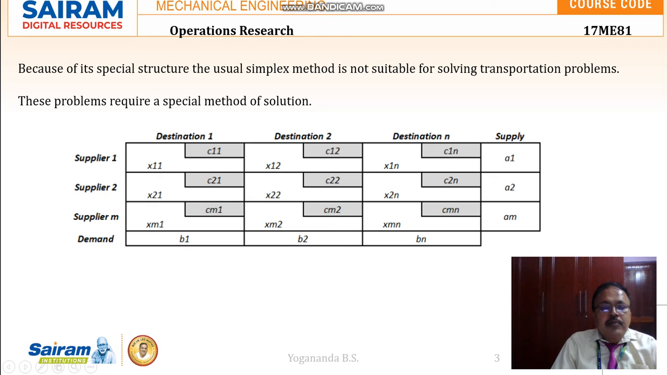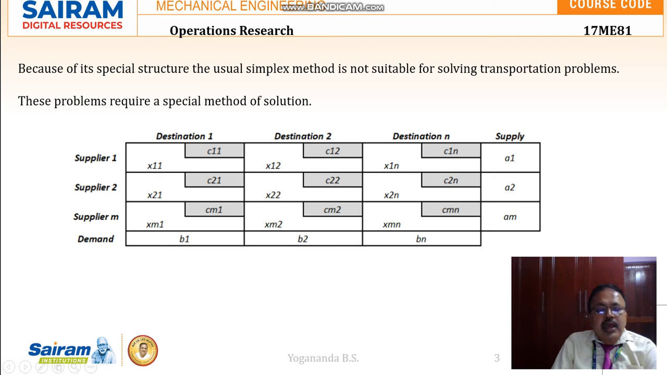Here the number of units supplied from supplier 1 to destination 1 is X11. Number of units supplied from supplier 1 to destination 2 is X12. If any supplies are made, the cost of shipment is: for one unit C11, and number of units supplied X11, so C11 multiplied by X11. Like this, we have a number of cells in the matrix.